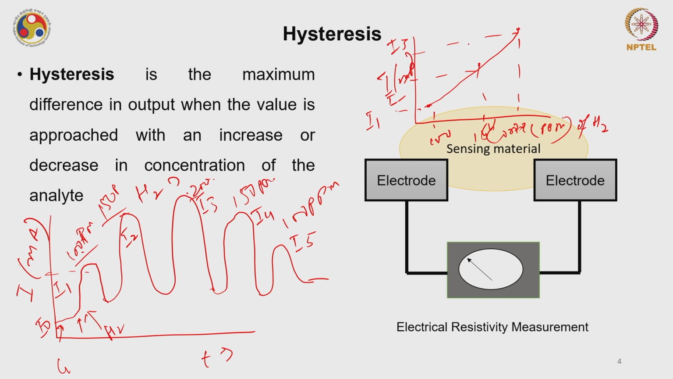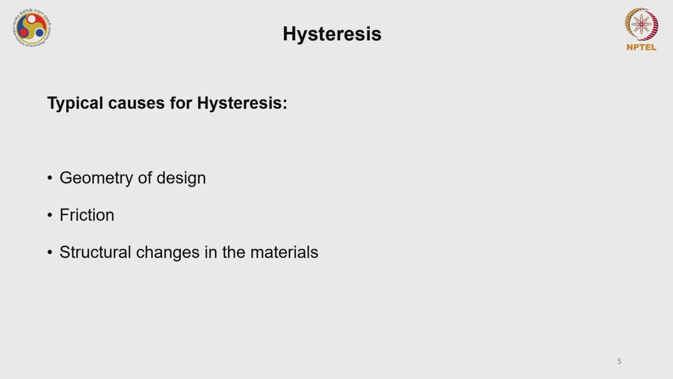Say I4 is coming somewhere here, while I5 is somewhere here. So when I decrease the concentration, I have a plot something like this. From this static curve I can find the hysteresis, which is the maximum difference in the output when the value is approached with an increase or decrease in concentration. So my hysteresis will be somewhere here between two currents, at the same instance. I hope this concept of hysteresis is clear to you.